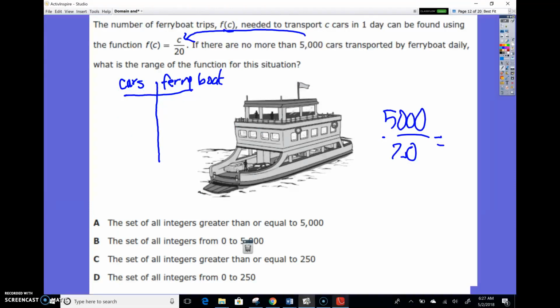So it's going to be, instead of all integers greater, it's going to be less than. It's all from 0 to 250, because we can't have less than 0. There's no such thing as negative cars. So the set of all integers from 0 to 250, because we're looking for the range. So that's why I had to substitute.